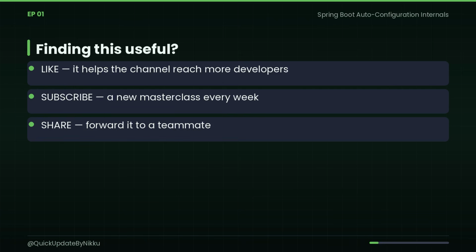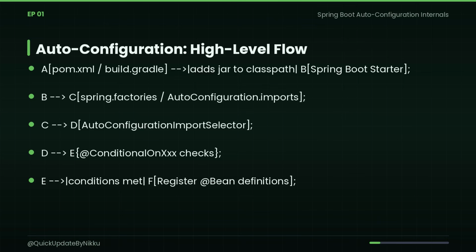Now, back to it. When you add a starter dependency, a metadata file inside that jar tells Spring Boot which auto-configuration classes are candidates. AutoConfigurationImportSelector reads that list and filters it through a set of conditional checks, things like whether a specific class is present on the classpath or whether a particular bean already exists. Only the classes that pass every condition contribute bean definitions to the application context.